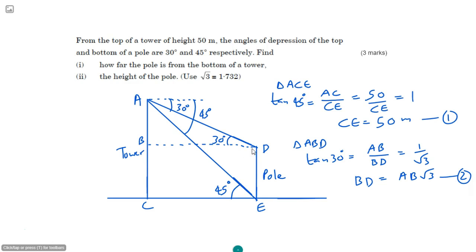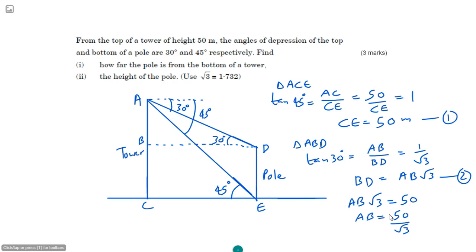Now if you look at these two equations, CE is 50 and BD is AB √3. In quadrilateral CBDE, you can see that CBDE is a rectangle. Therefore, CE and BD will be equal. So from equations 1 and 2, the left hand sides are equal. CE and BD are equal because they are opposite sides of a rectangle. Therefore, you can equate the right hand sides. Or you can write AB √3 is equal to 50. AB equals 50 by √3.